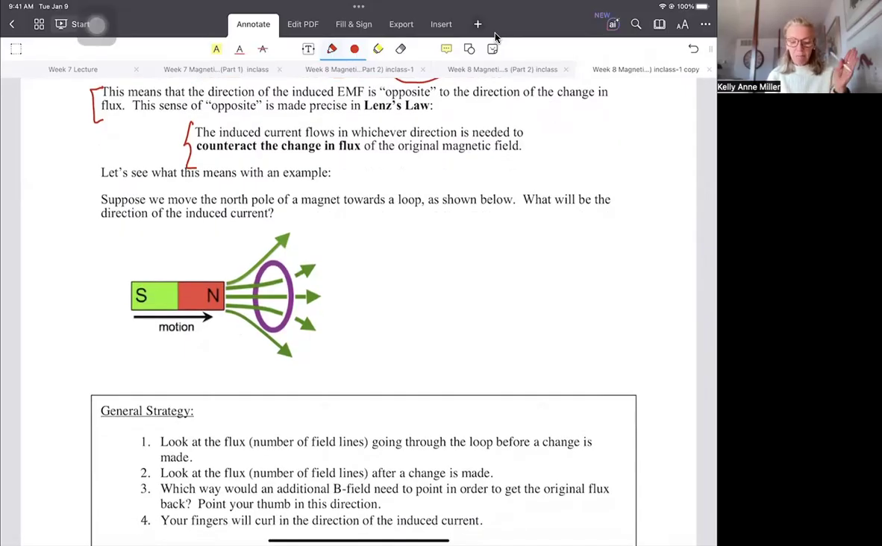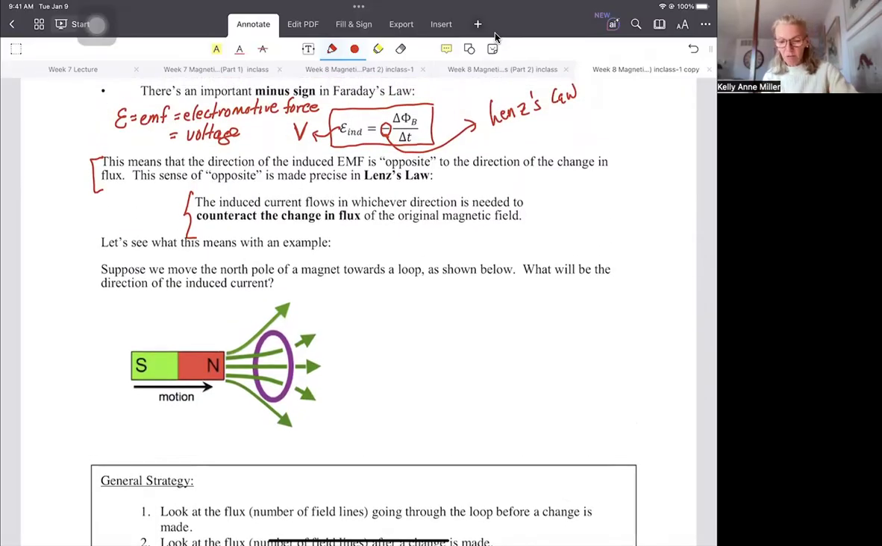By moving the magnet closer to the loop, we are changing the flux. Let's review what flux is exactly. This is the symbol for magnetic flux. Magnetic flux is just the dot product between the magnetic field and the area. That's the B field times the area times cosine theta, where theta is the angle between the area vector and the B field.